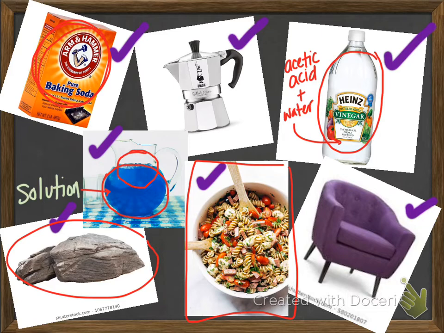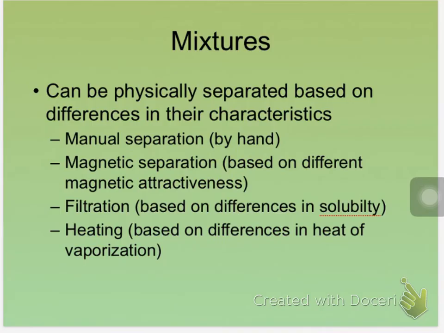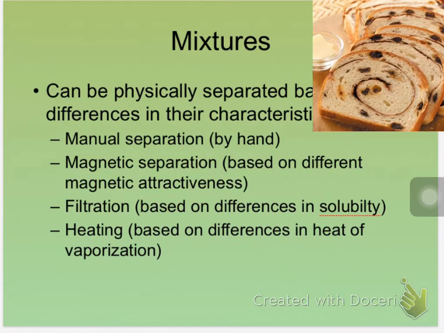Okay, so let's talk a little bit about those mixtures and how we can separate them. When we have a mixture and we want to separate the various component pieces, we have to look for differences in the characteristics of the materials. Some mixtures can be separated by hand. This raisin bread could be vastly improved, in my opinion, by picking out every single one of the disgusting raisins. Not that I have strong feelings.